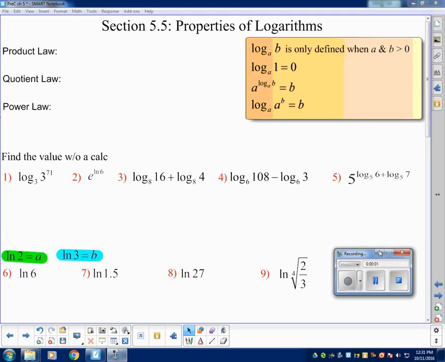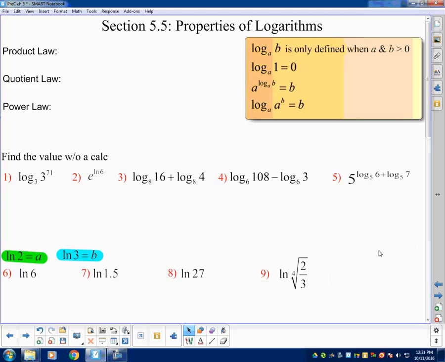So 7 properties of logarithms we're going to look at here. One of them, just in this yellow box here, we have some basic properties, and then over here we'll have the ones that we're going to focus on, the product law, quotient law, and power law.